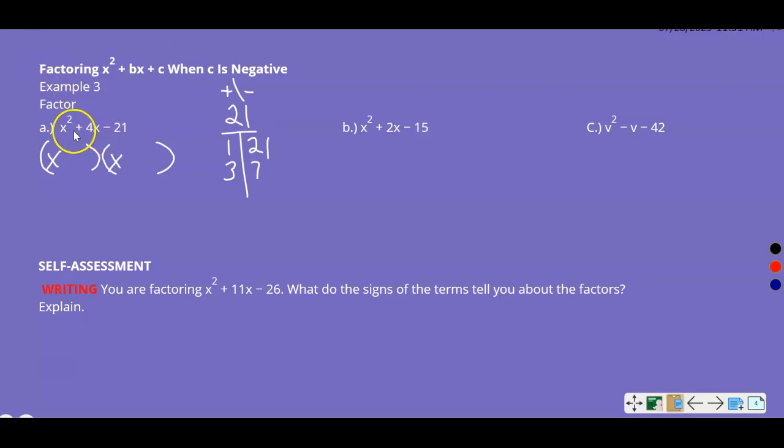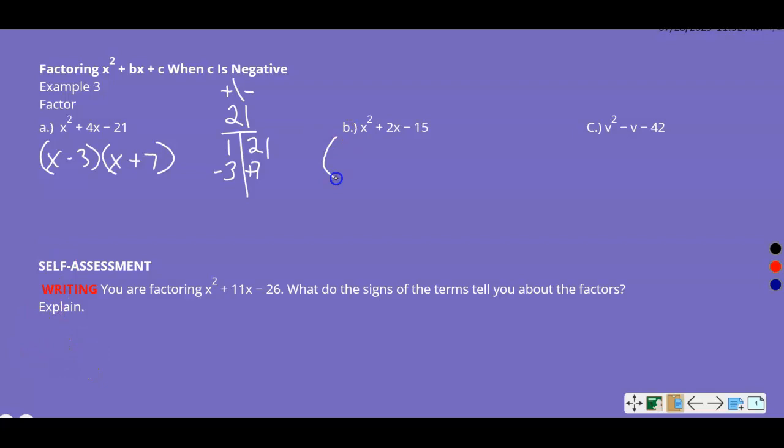I need a positive 4. So that means the bigger number has to be positive in order to get a positive 4. All right, so 1 and 21 is not even close to 4. 3 and 7, if we have a negative 3 and a plus 7, that adds to give us positive 4. It also multiplies to give us negative 21. So we're going to have negative 3 and positive 7. Again, quickly, you can check this. X times x is x squared. Plus 7x minus 3x gives me positive 4x. Negative 3 times positive 7 gives me negative 21.